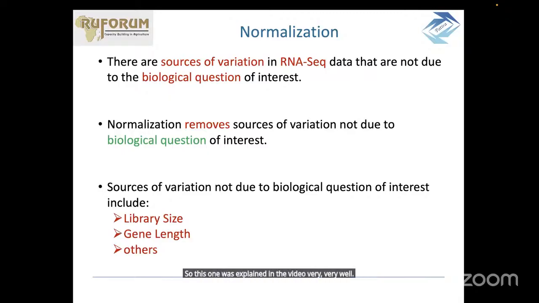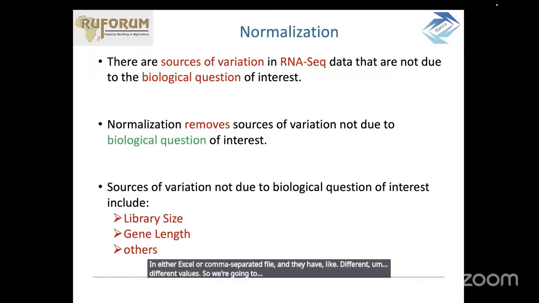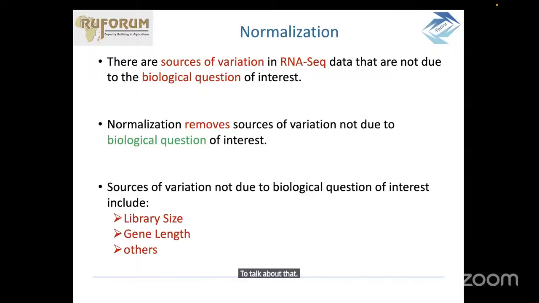What I'm going to do is go further and explain that there's a certain type of file that sometimes, when you send your sample to be sequenced, most of the time they send back to you in a matrix, in either Excel or comma separated file, and they have different values. So we're going to talk about that. This depends on the library size and also on the gene length. Okay.